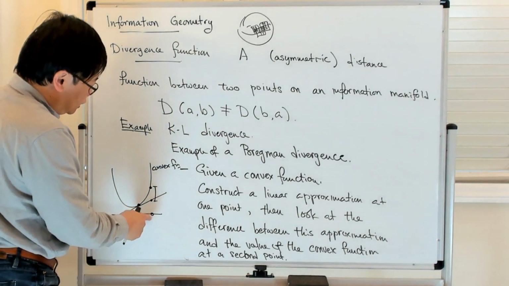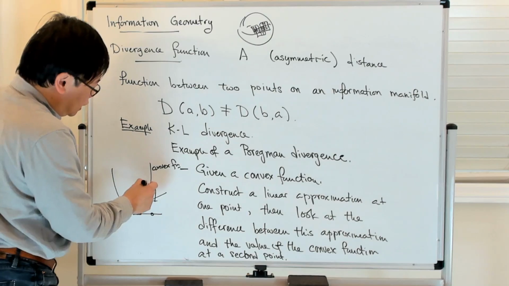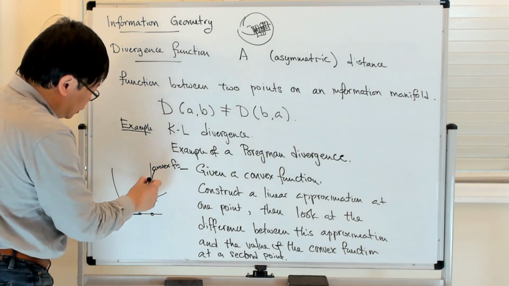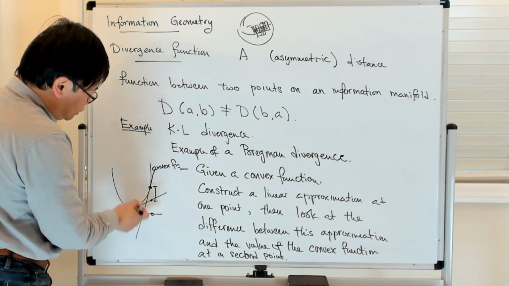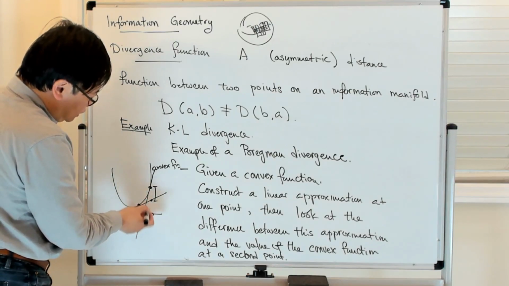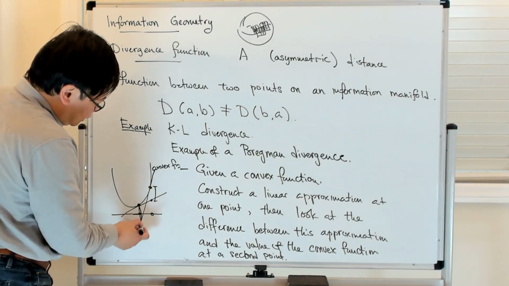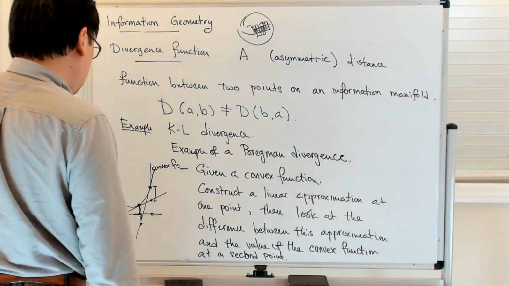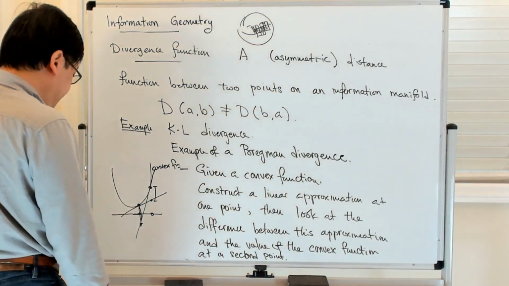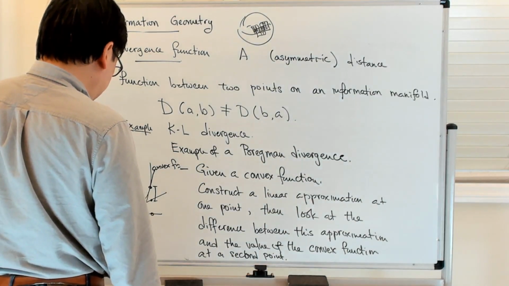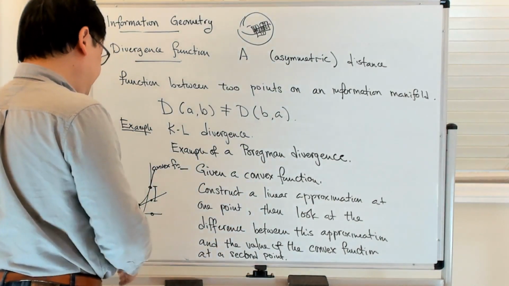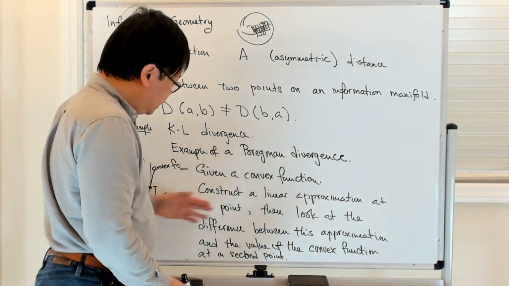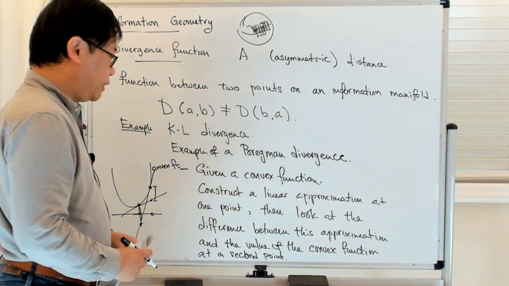So if you had done it the other way, right, if you swap the roles of A and B, in this case what would happen is that you would have taken the linearization at the second point and compared it to the function value at the first point. And you can just see from this picture that it's quite a difference right there. So this isn't symmetric. Okay, so anyhow, that's an example of a Bregman divergence, and the KL divergence is an example of a Bregman divergence.